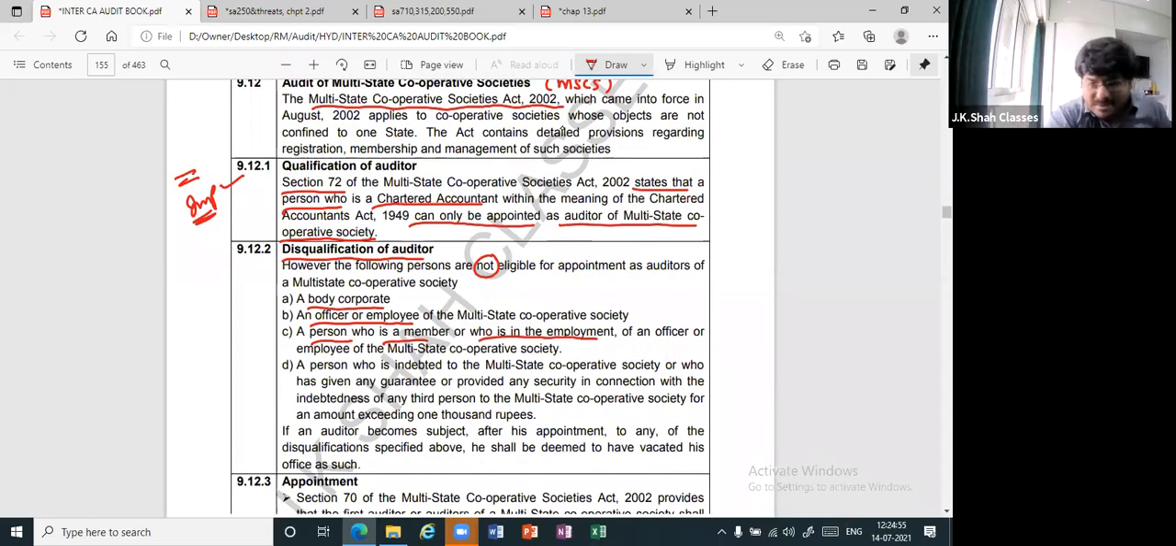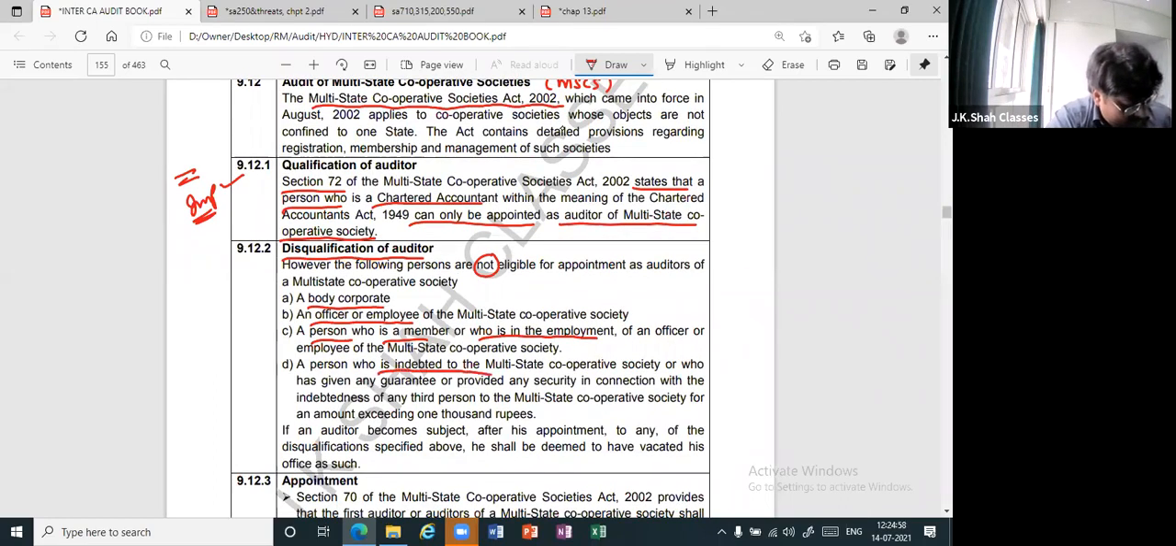A person who is indebted to the multi-state cooperative society or who has given a guarantee or a security. This is the same, like company audit, section 141(3). But all of them are not there. There was SIG, 141(3)(d) was SIG, securities, indebted, guarantor. Your securities is not there. First is same, second is same, third is same, fourth is not exactly the same. Here it is indebted, but have a look at the amount. Indebted for how much? Amount exceeding 1,000.